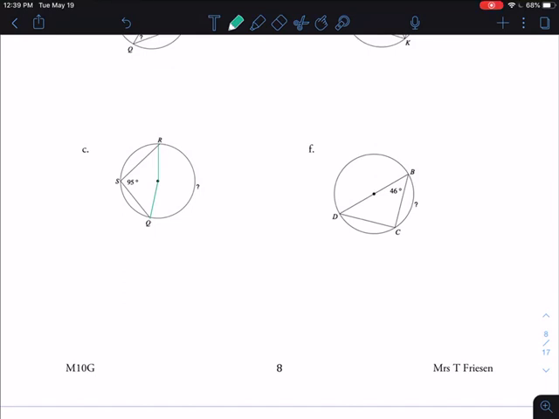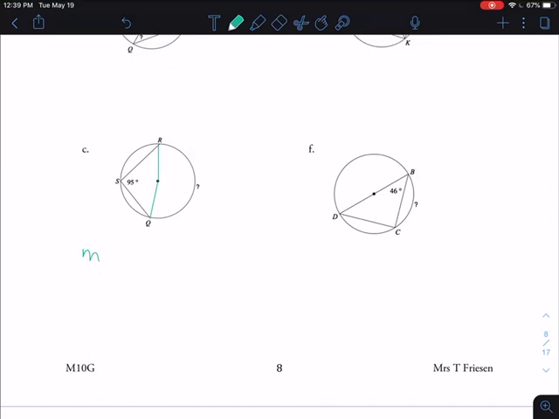We can already see that this arc is going to be bigger than 180 degrees. We can see that's a major arc because it goes more than halfway around the circle. So that's our first clue. Now, if this inscribed angle relating to this intercepted arc is 95 degrees, then the central angle will be twice that, and that means the arc will also be twice that.